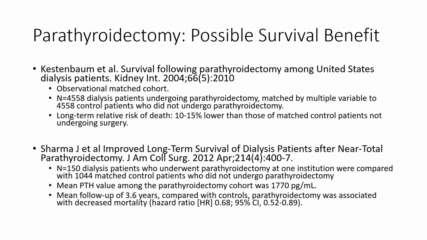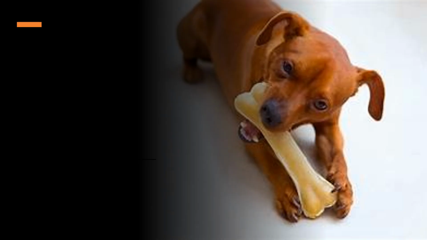Sharma published a study in 2012, looked at 150 dialysis patients who underwent a parathyroidectomy and were compared to 1,000 matched controls who did not undergo the surgery. The mean PTH value among the parathyroidectomy cohort was 1770, which is very high, and the mean follow-up was 3.6 years. And he also reported that parathyroidectomy was associated with decreased mortality. These are not perfect studies. They are observational studies. The best they can do is establish association. And so it's not definitive that parathyroidectomy has a survival benefit.